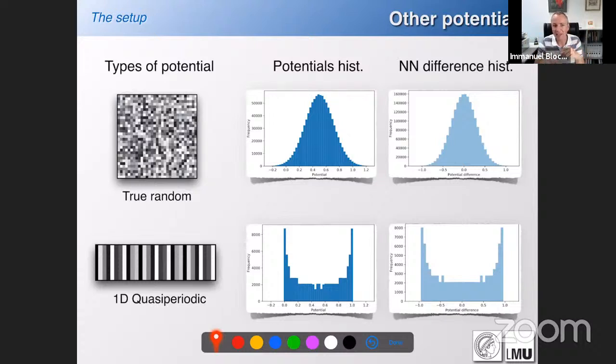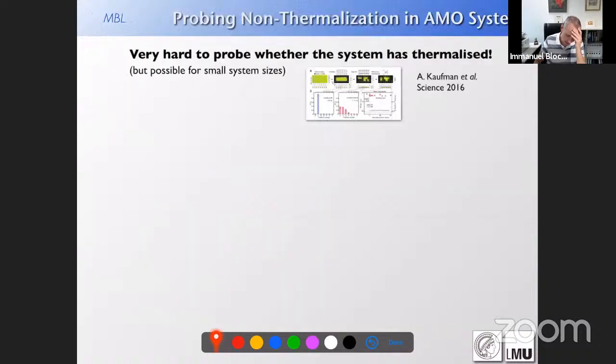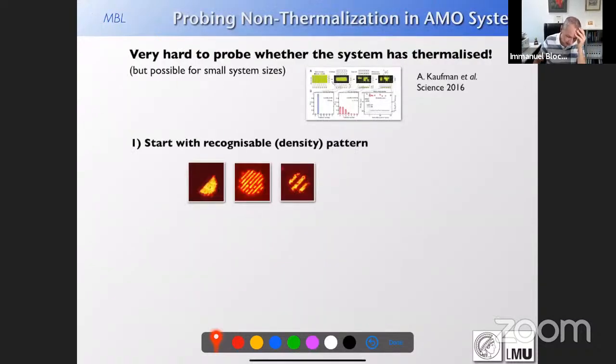So again, details might matter on what kind of distribution you have. So we have to watch out for that a bit. Here in this experiment, we're going to use true random disorder that we project onto the atoms. But the spirit of the experiment is the same.